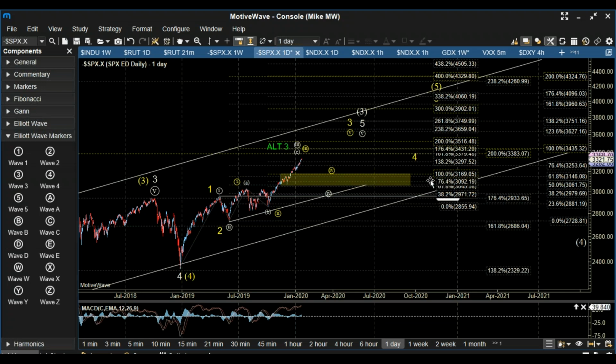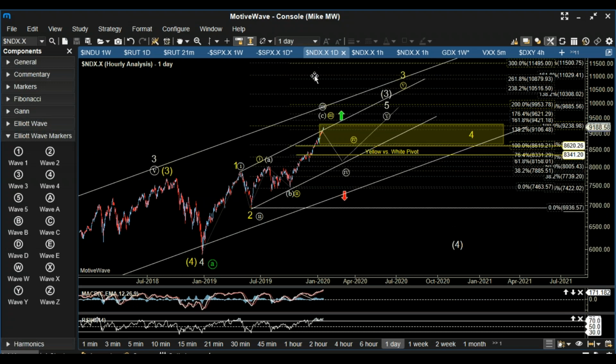So again, until we break back under the support, which that resistance now becomes support, so until we break back under that support level at 3169 to 3043-ish, again, this yellow path has got some credence here.